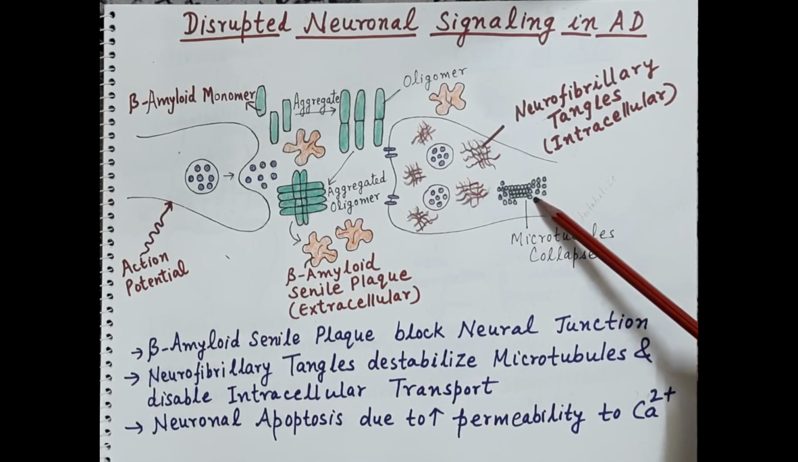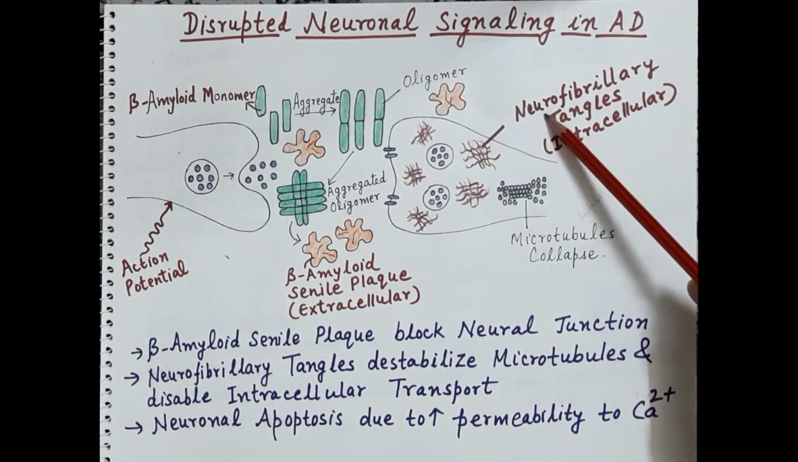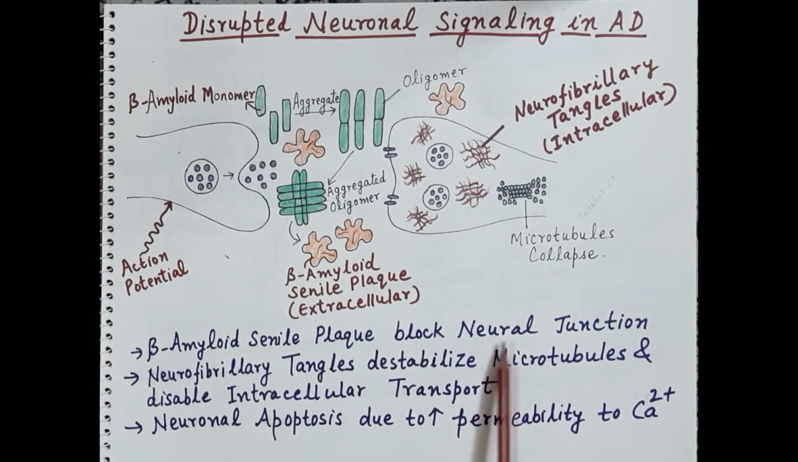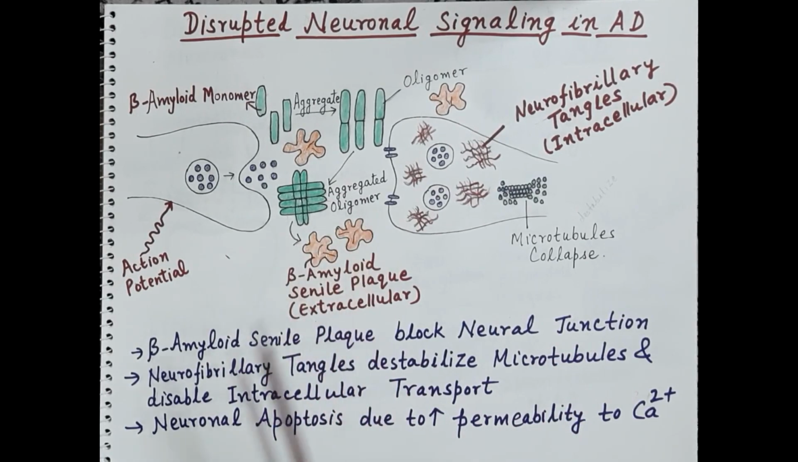Phosphorylation of tau proteins results in its detachment, and once the tau protein detaches itself, the microtubules collapse, and there is a disruption of the intracellular transport process. The phosphorylated tau proteins aggregate together to form neurofibrillary tangles. And thus in Alzheimer's disease, beta amyloid senile plaques block the neuronal junctions. Neurofibrillary tangles destabilize microtubules and disable intracellular transport.